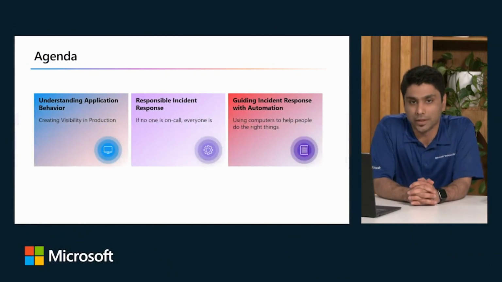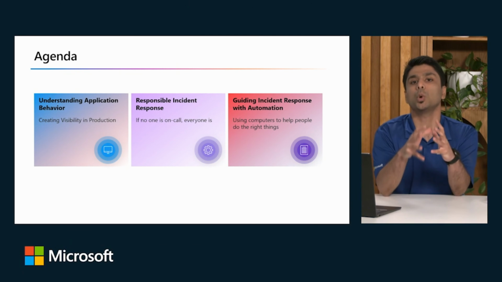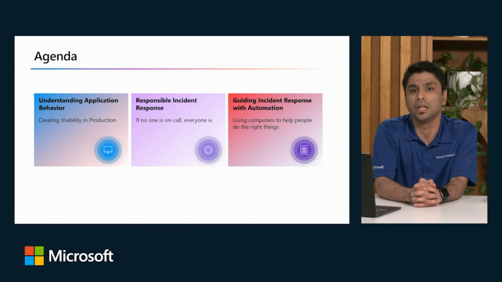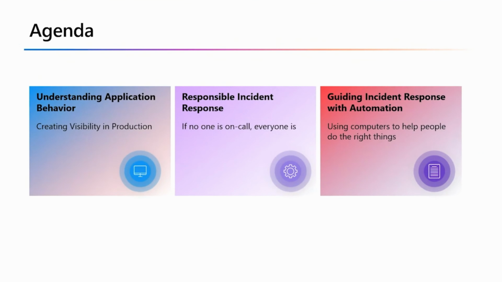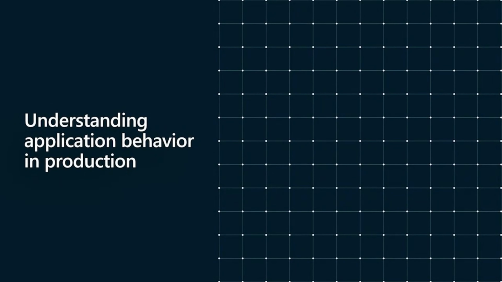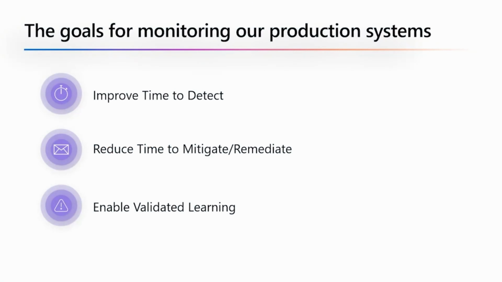Now back to Tailwind Traders. This time, we want to understand application behavior. Make sure someone is responsible when an incident happens. Set up automation in incident response to make it easier. When we say understand app behavior in prod, we mean to monitor and see if it works as we envision it to. Now we want to improve time to detect issues, for example bugs, attacks, and threats, and become faster in responding to these issues. And also ensure that we have the metrics to validate learning.